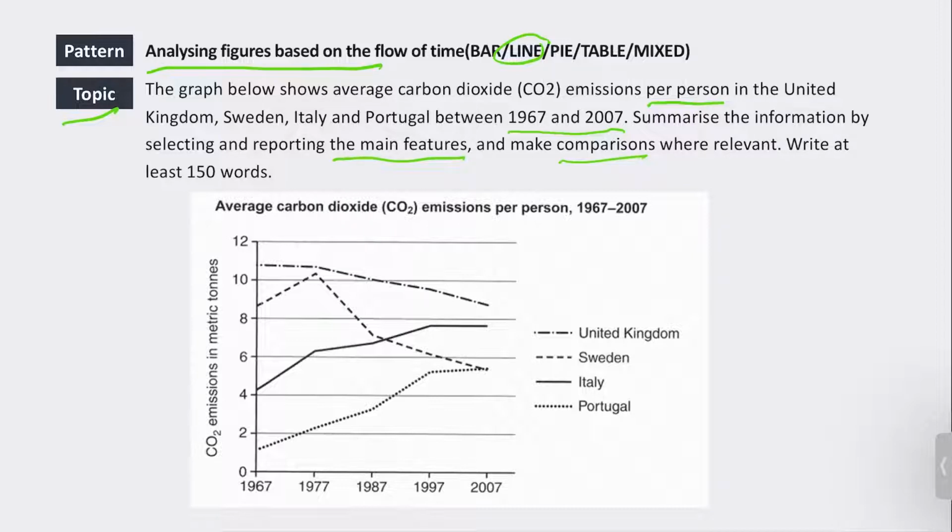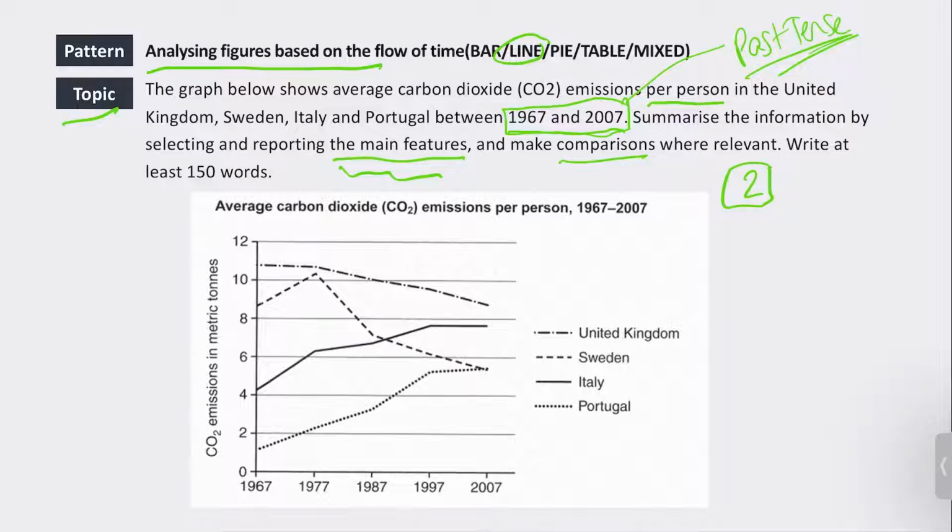Okay. So the first thing that we want to do when we look at a task 1, okay, is we want to think about the time period. Okay, so it's all in the past. So we know that we're going to be using past tense to figure out what's going on. And then we need to look for the main features. So usually I reckon that my students find at least 2 things to talk about in their answer.